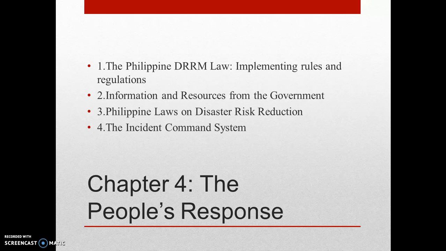This chapter explains DRR-related laws and policies and how to avail of existing DRR-related services, programs, and projects. And also, understanding the concept of an incident command system is very essential for this chapter.